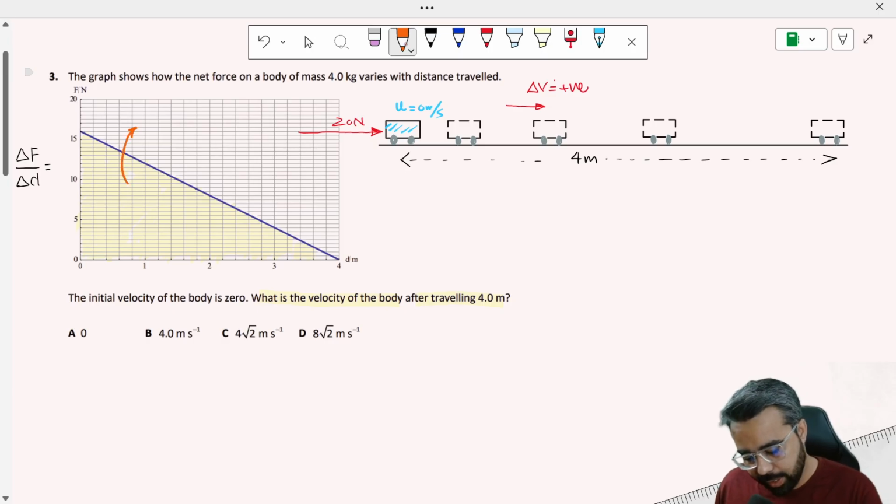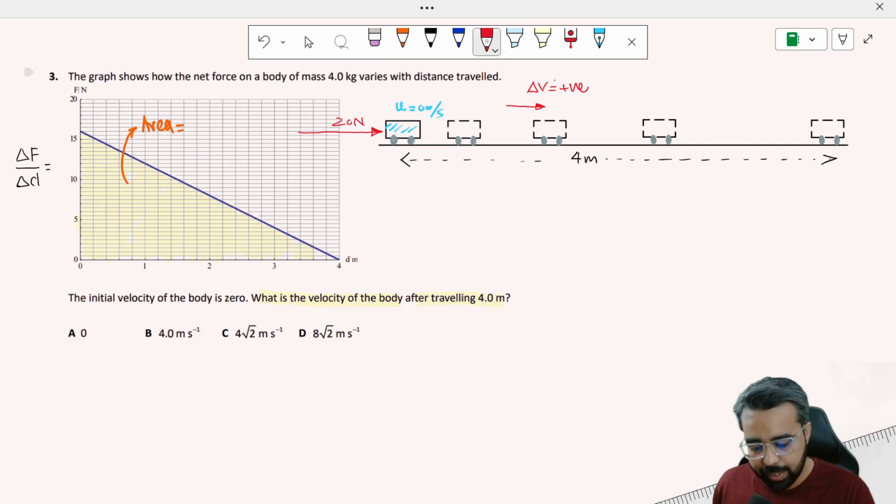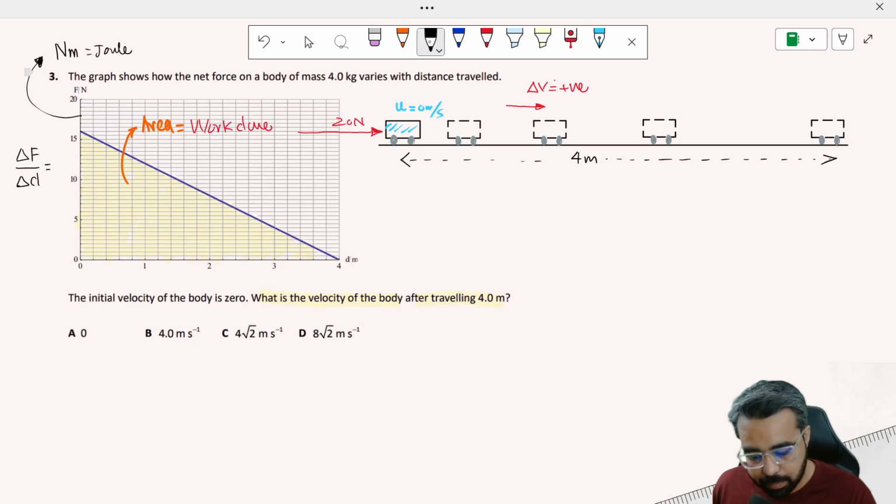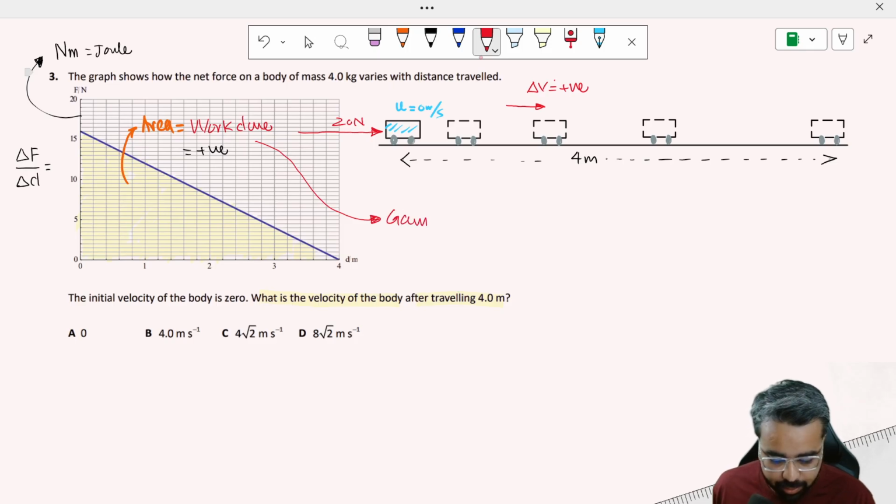So dear students, the area under this straight line or any force displacement graph is always equal to the work done by a force. All right, and you can also check from the units if you calculate the area. While calculating area, you have to multiply Newton with meter, that is equivalent to joule. So this is a work done, and this work done is positive because this area is positive, and we know that the positive work done always points towards the gain in energy.